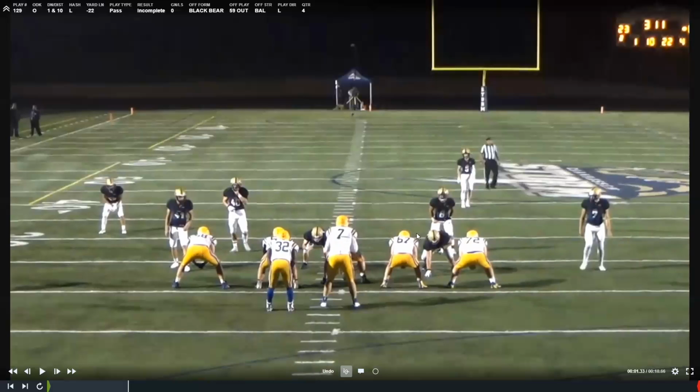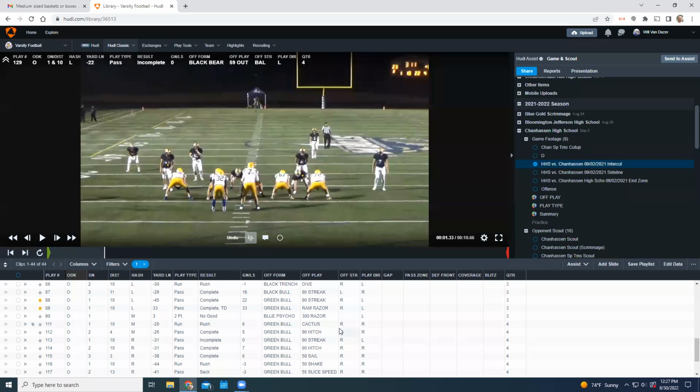So this is their four-front here. Trap, remember, we'll trap the 3 technique if we do it to that side. We'll trap the 5 technique if we do it to that side. And everyone else is just gap on over like we normally do. That's the defense that they run.